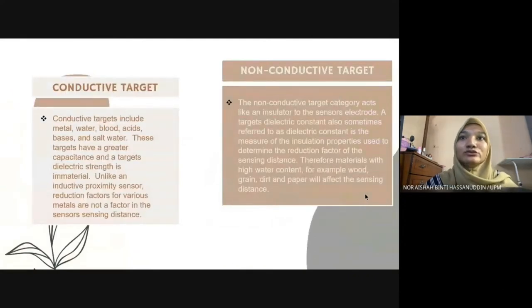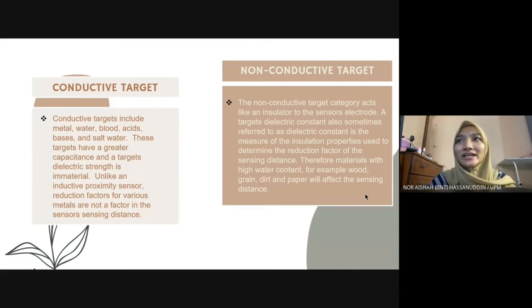There are two categories of target that a capacitive sensor can detect. The first is conductive and the second is non-conductive. Conductive targets include metal, water, blood, acid, bases and salt water. These targets have a greater capacitance, and the target dielectric strength is immaterial. Unlike an inductive proximity sensor, the reduction factors for the various metals are not a factor in the sensing distance.